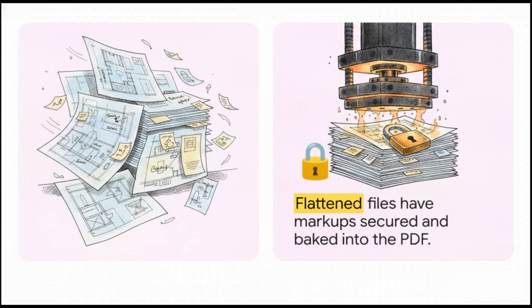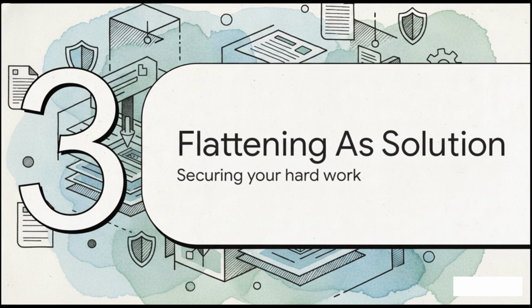So the way to think about an unflattened document is like a stack of loose sticky notes stuck on a blueprint. Anyone can peel one off or shuffle them around. A flattened document, on the other hand, takes all those loose pieces and permanently fuses them into a single, locked image. Let's look at how to do that in Section 3, flattening as the solution.